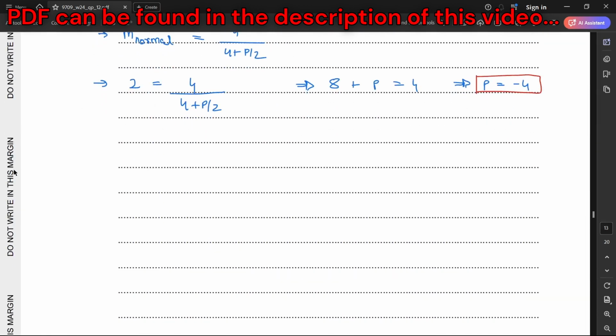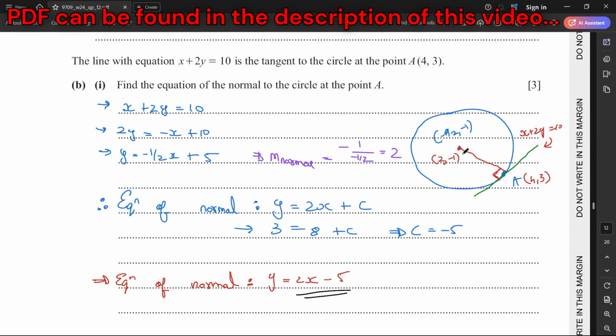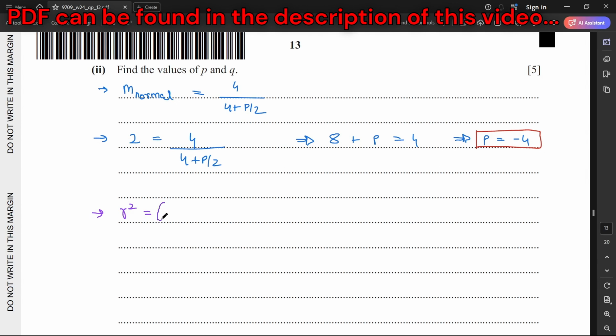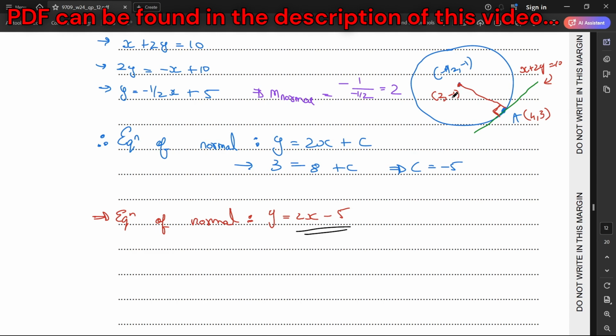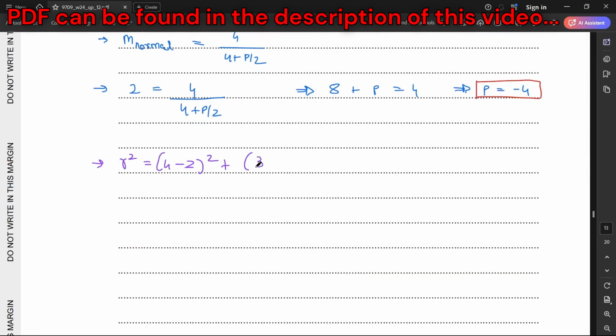So I can say that the next step on top of this is my r square is equal to the distance between these two things, which will be 4 minus 2 square plus 3 minus minus 1, which is 4, 3 minus minus 1 square. So if I just solve this, I'll be getting 4 minus 2, that is 2. 2 square is 4. And then this is 4. So this is going to become 16. So 16 plus 4 is equal to 20. So r square is coming out to be 20.